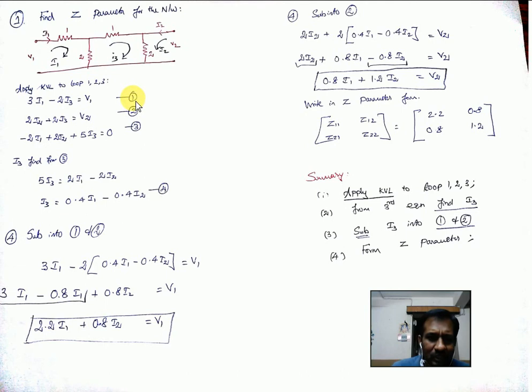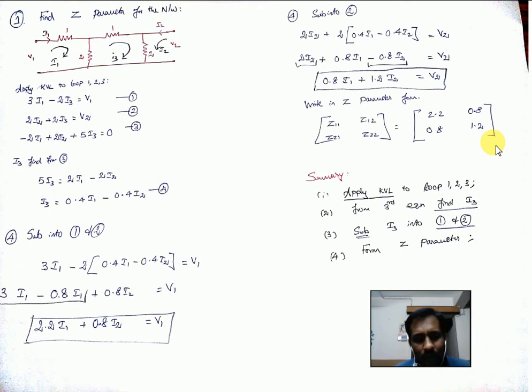The fourth is substituted into the 1, and the fourth is substituted into the 2. When I substitute into the 1, I will get it. I have substituted in the I3 place. Yes, this is the place I have substituted. Then I get V1. Similarly, I substitute the fourth into the second equation, in the I3 place, and I get V2. Then I substitute this V1 and V2 into the matrix formation. Then I get the z parameters for that problem.